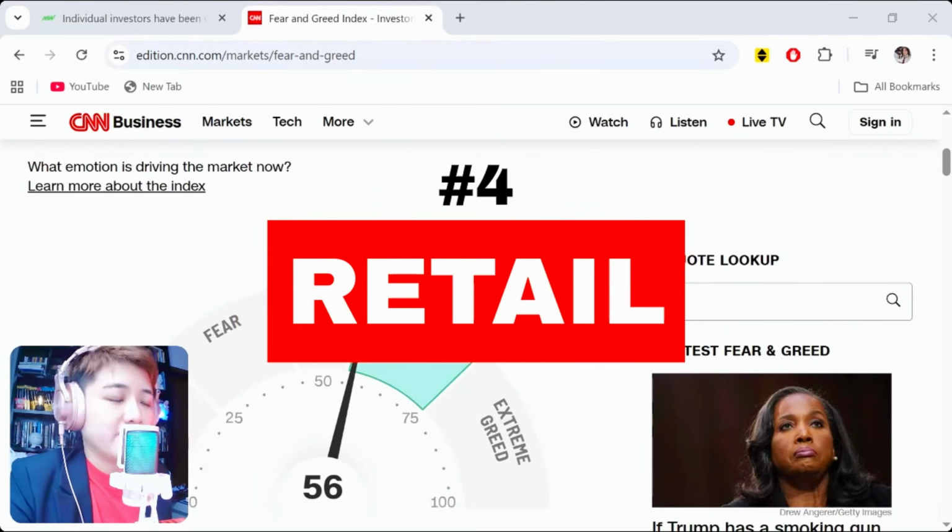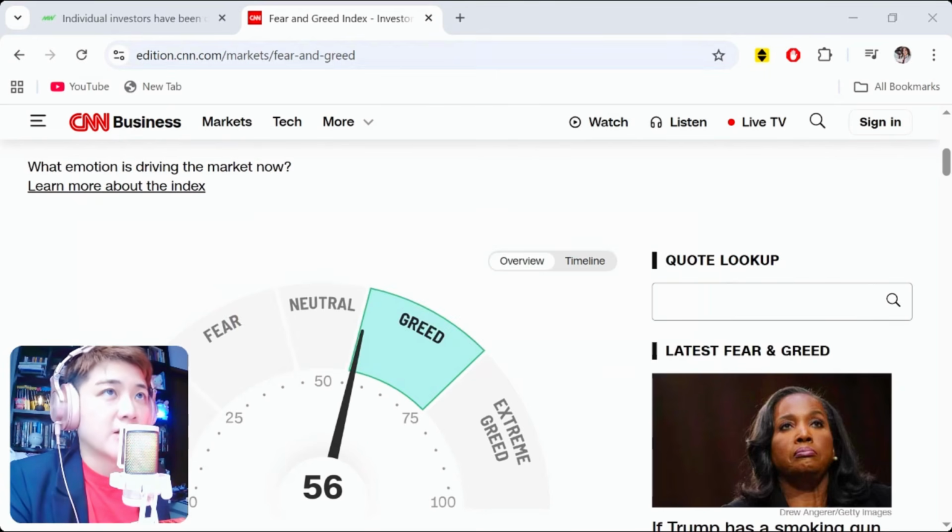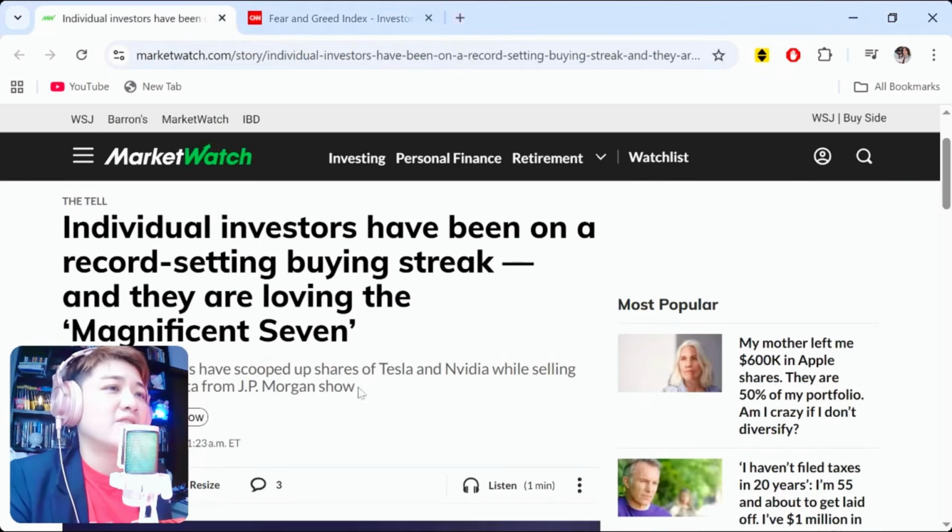Now, the next similarity, same thing, retail participation. Now, I'm not just talking about traders who have been trading for a long time, investors who've been around the markets for a long time. The moment you see non-traders jumping in with real money, talking about stocks, recommending stocks, you know. But of course, a more accurate way of measuring this, you can look at a lot of indicators, one of which is the fear and greed index. I've mentioned a few in the past few videos too. And what are their favorites?